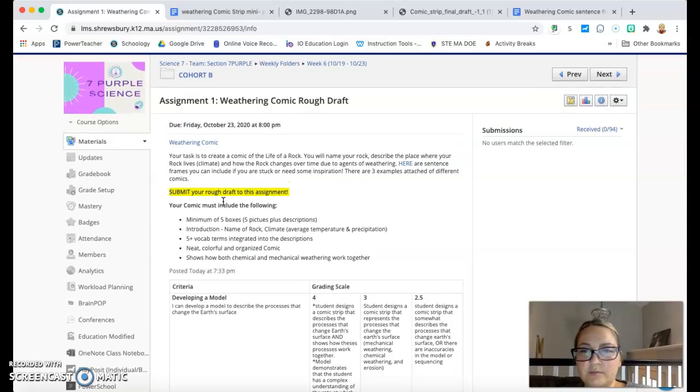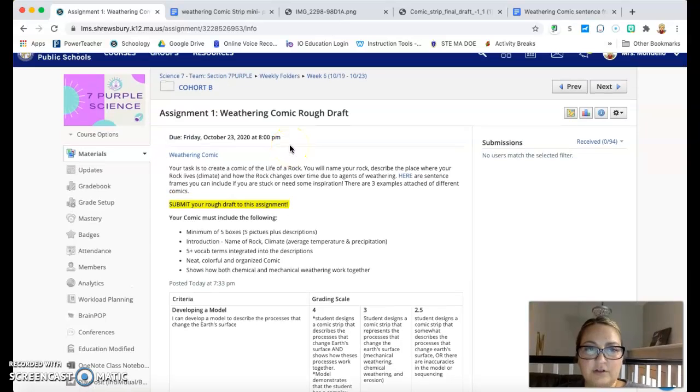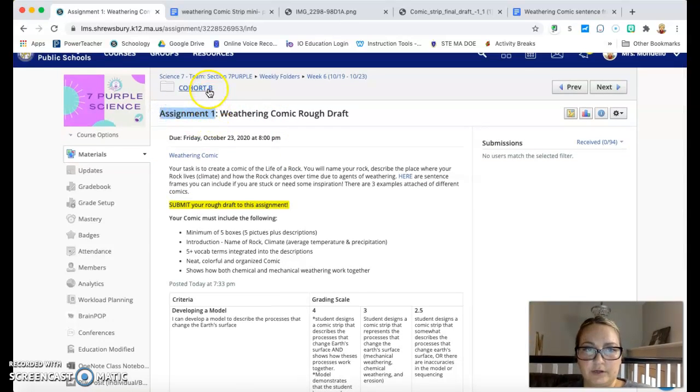Now your rough draft can be super basic. You can have simple sketches. Don't worry about making it super detailed. It's the descriptions that you really want to get down for your rough draft. Then on the final draft, you're going to submit it to assignment number 2, which will be in your folder.